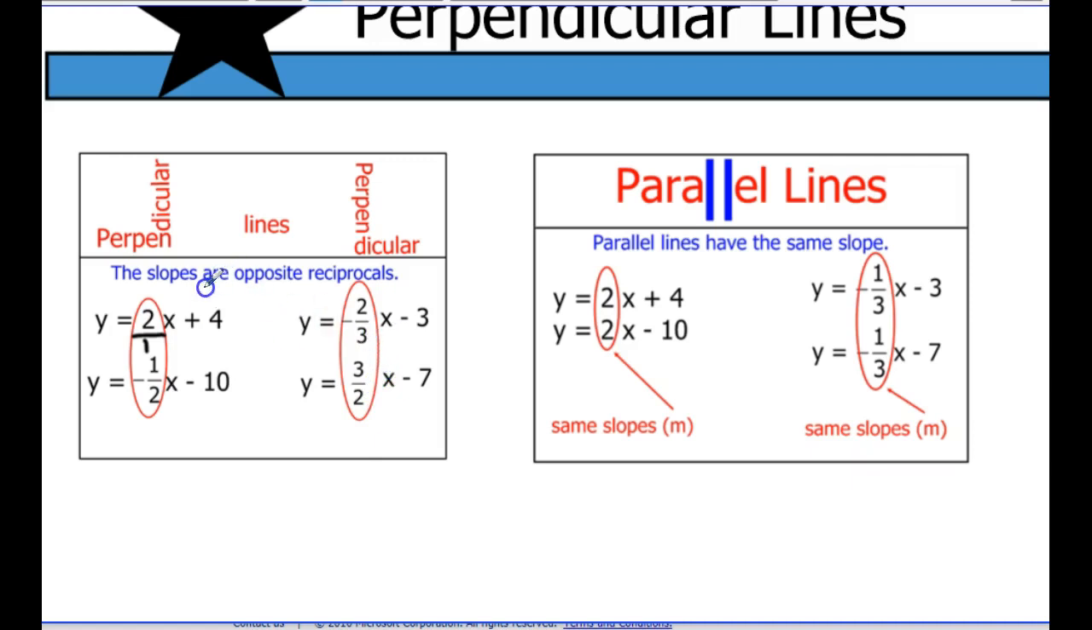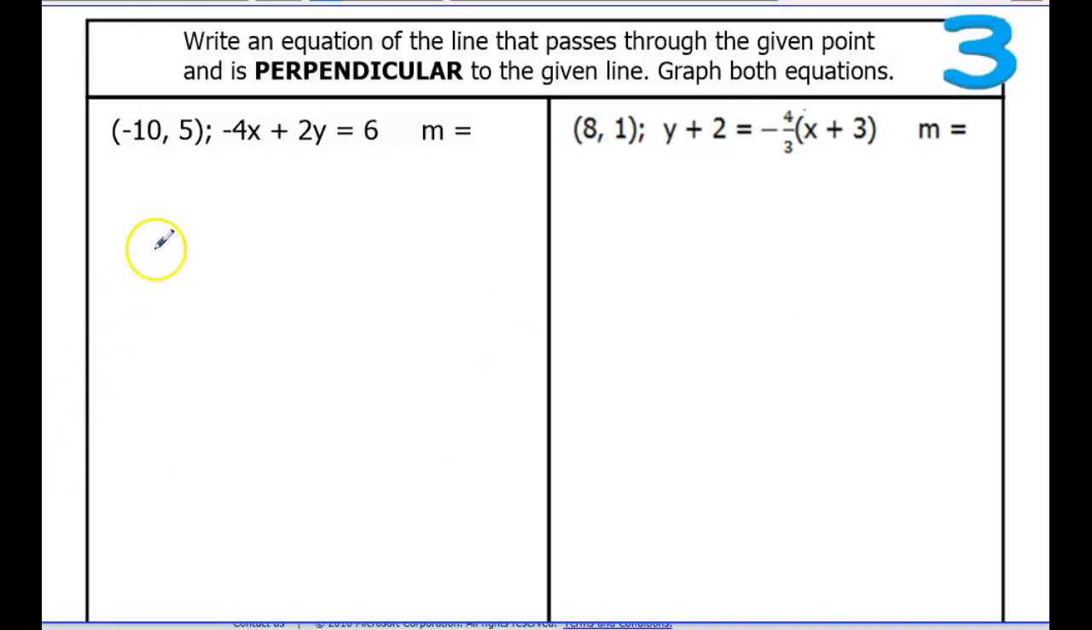So perpendicular lines, the slopes are opposite reciprocals. Parallel lines have the same slope. So both of their slopes are going to be the same. So if we jump into this, we are first going to work with perpendicular lines.